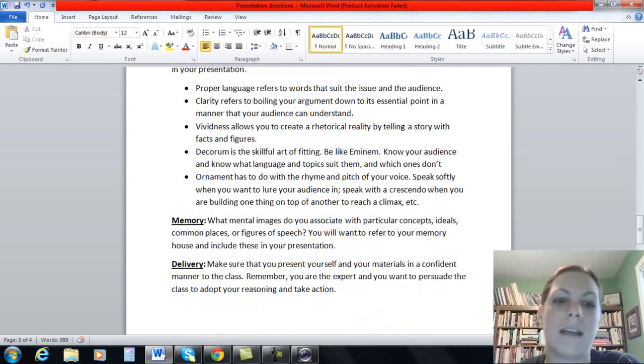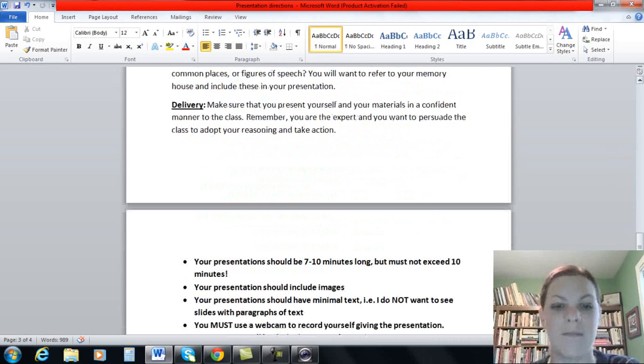And next, you'll want to consider what mental images you associate with your particular concepts, ideals, commonplaces, and/or figures of speech. You'll want to refer to them in your presentation. And of course, make sure that you present yourself and your materials in a confident manner to the class. Remember, you are the expert and you want to persuade the class to adopt your reasoning and take action.